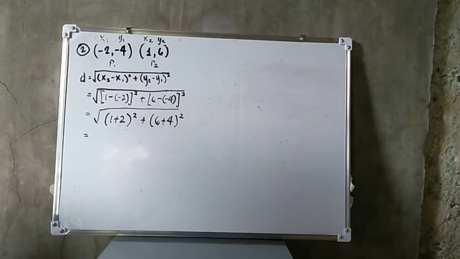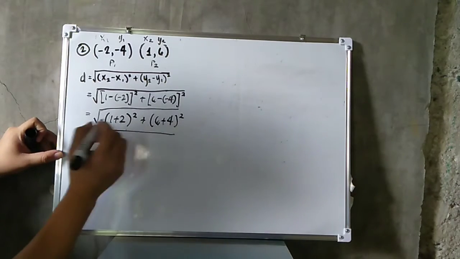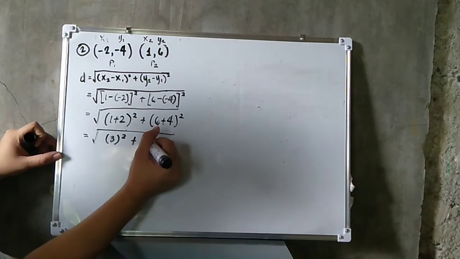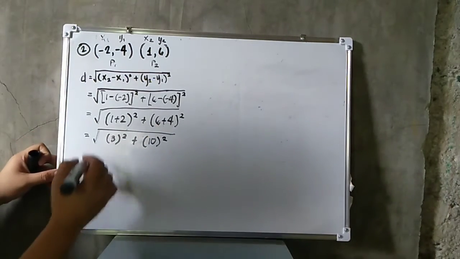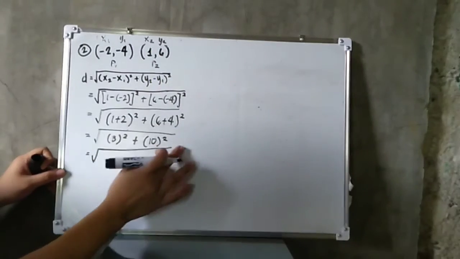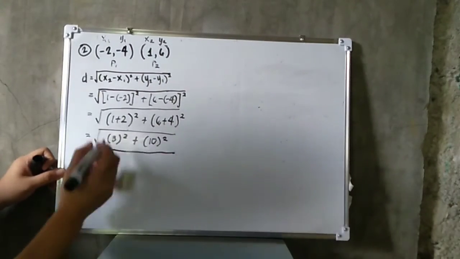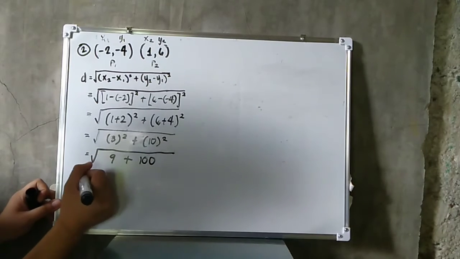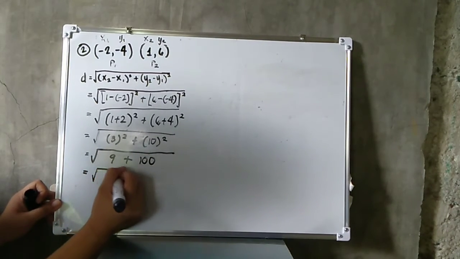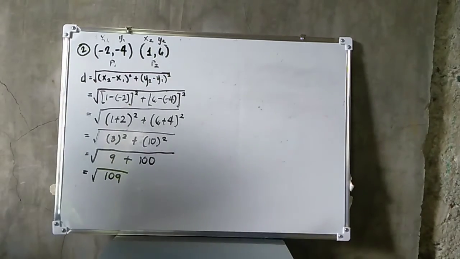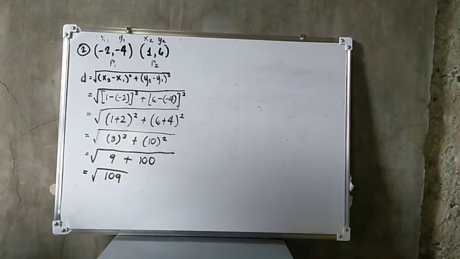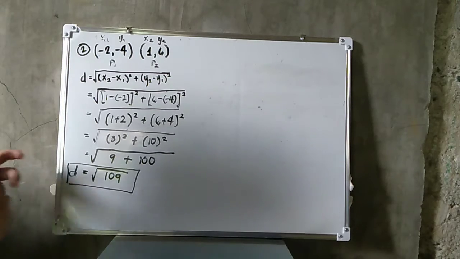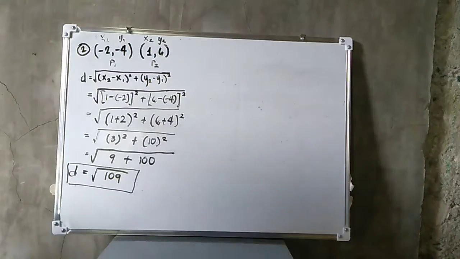Then let's simplify the numbers inside of the parentheses. We have 1 plus 2 will become 3 squared, plus 6 plus 4 is 10, then squared. 3 squared is 9, plus 10 squared is 100. Let's add. We have the square root of 109. Since we cannot factor out the 109, this will be our final answer. D is equal to the square root of 109.